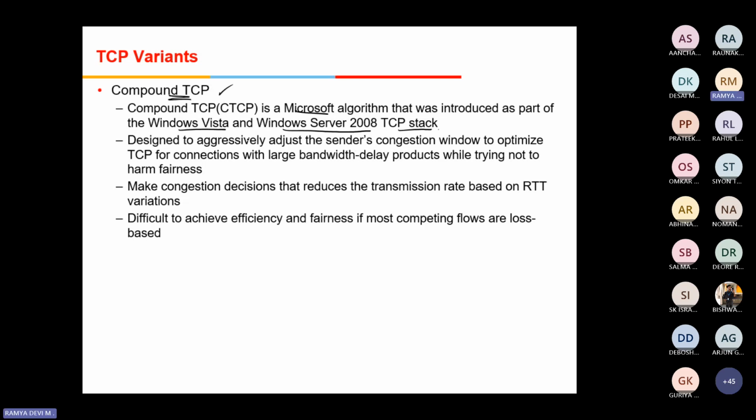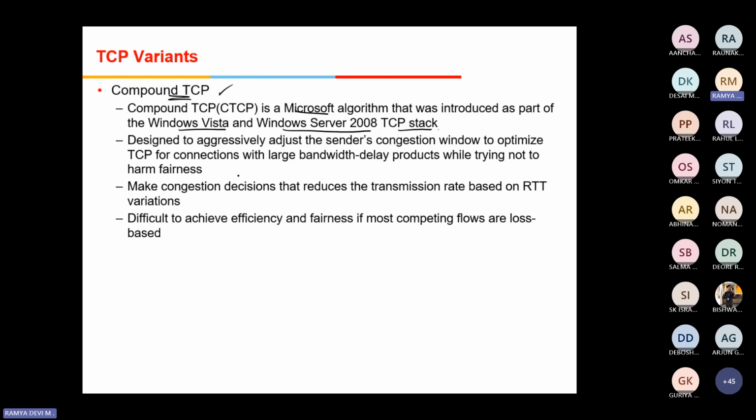The compound TCP, right? Compound TCP tries to fully utilize the bandwidth. It will be adjusting the congestion window size, and it will try to utilize the bandwidth in an optimized and effective way. So it is well suited for networks where traditional TCP variants like Reno are not, because Reno will be underutilizing the bandwidth, right? Due to its loss-based approach. So that's the reason compound TCP is built.